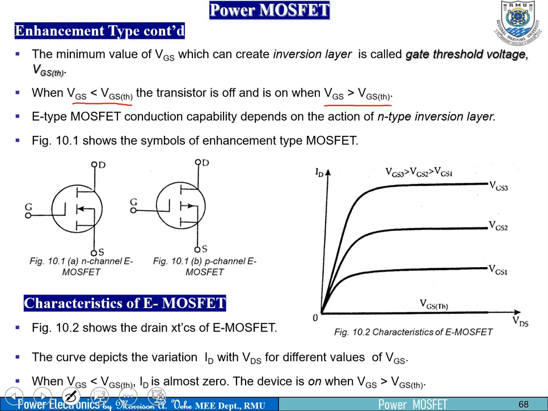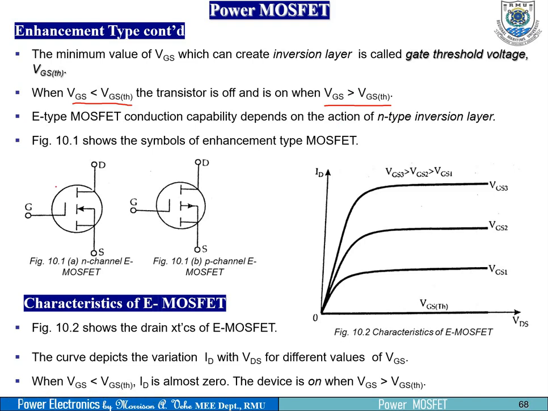So E-type MOSFET conduction capability depends on the action of what? The N-type inversion layer. So for it to conduct, how is the N-type inversion layer created with respect to the gate source voltage increment? Now, figure 10.1 shows the symbol of the E-MOSFET.